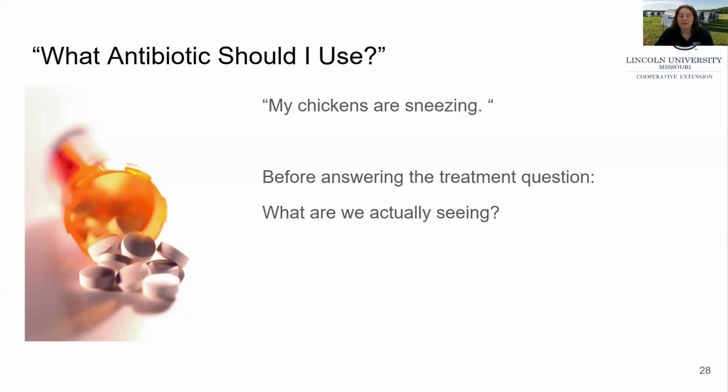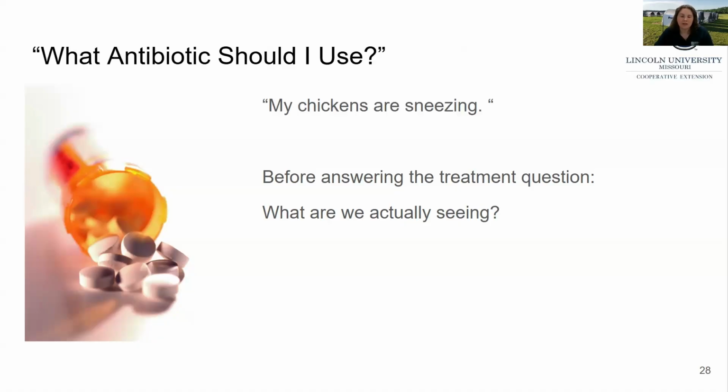One that we might think about and be particularly concerned about would be something like Mycoplasma gallisepticum. But sneezing by itself and even nasal or ocular discharge with sneezing isn't enough to tell us for sure what we're dealing with or that an antibiotic will help.